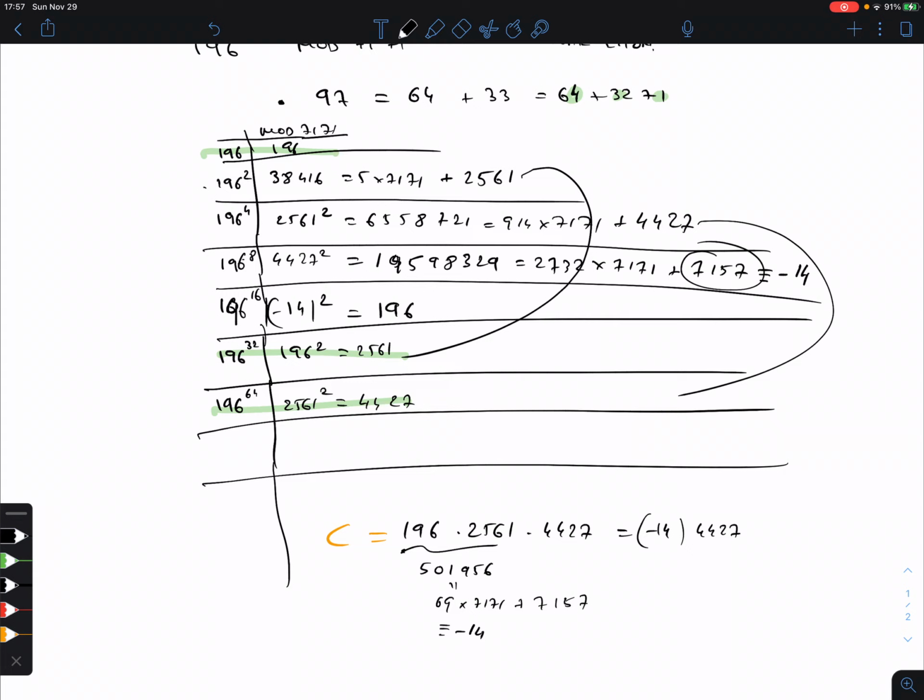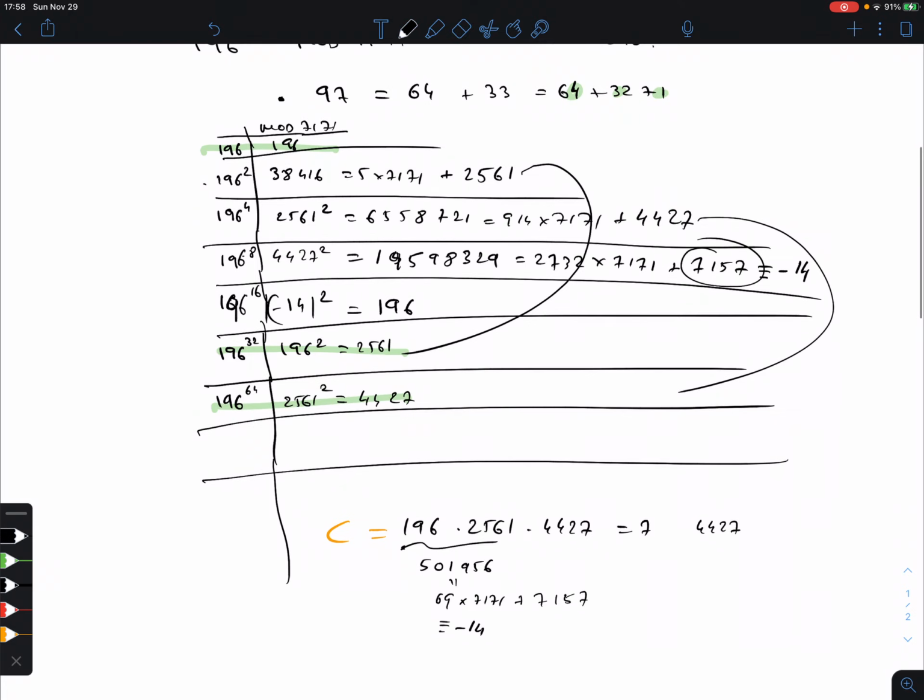4427. So that is, yeah. You know what, I'm not going to do negative 14. I don't want to work with negative numbers when I do these modulo calculations. It's okay, but 7157. Let me just do it this way.